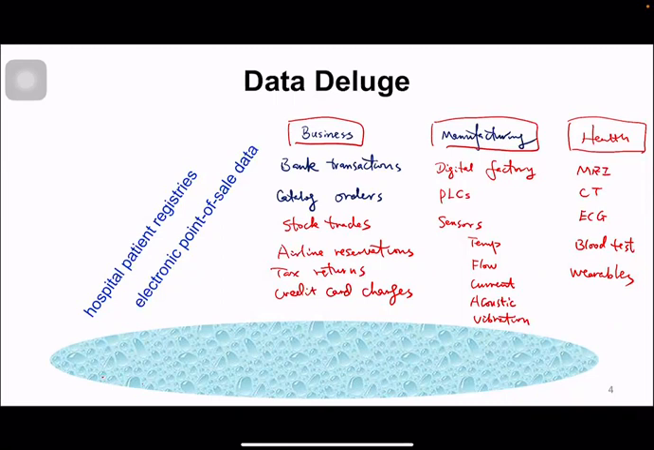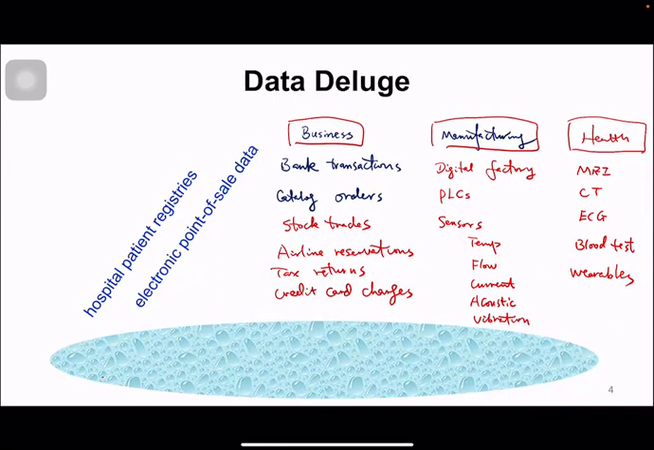In healthcare, as we can see here, hospitals have patient registries. In every clinical trial, they are going to collect a lot of registry data. In Best Buy and Walmart, either online or in store, they have a lot of electronic point of sale data from all the customers. If we look at three categories: business, manufacturing, and healthcare, as shown here, the business has bank transactions, catalog orders, stock trades, airline reservations, tax returns, credit card charges.